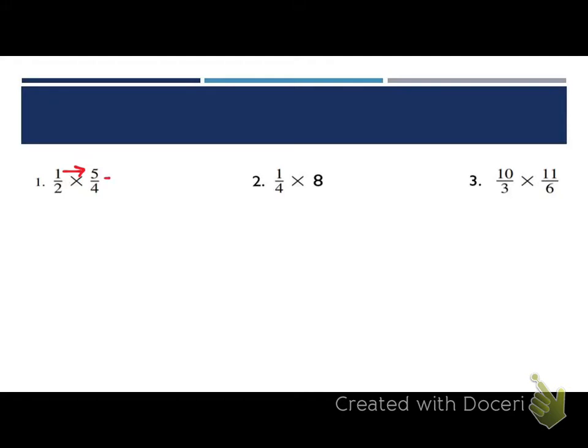1 times 5 is 5. And then 2 times 4 is 8. Can this be reduced? No, that's it. The second one is really what you're going to see. A fraction multiplied times a whole number. What do I have to do to the whole number first? Put a 1 under it, right? And then 1 times 8 is 8. And then 4 times 1 is 4. This can be reduced to 2.